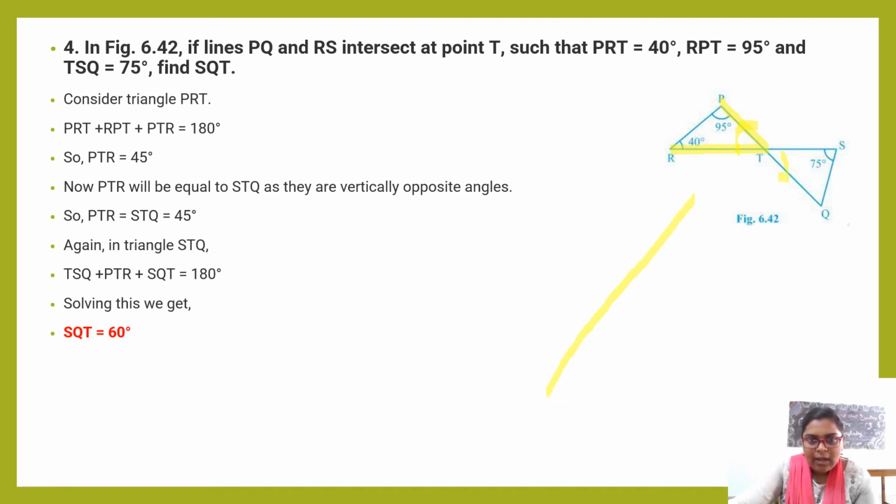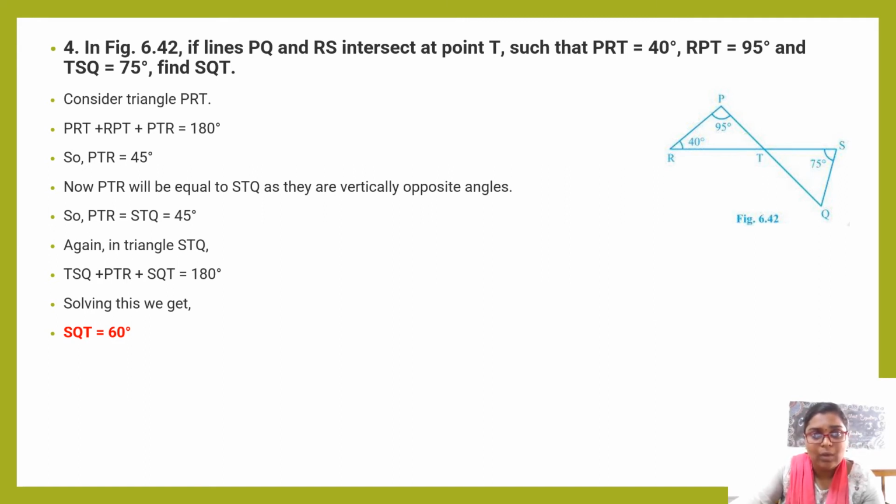See, here you are having two lines like this. This angle is equal to this angle. How can I say? Vertically opposite angles are equal. So I can say these two angles are equal. The same concept is applicable here. See carefully. So angle PTR is equal to angle STQ. Okay? So PTR we found now, 45 degrees. So STQ is also equal to 45 degrees.